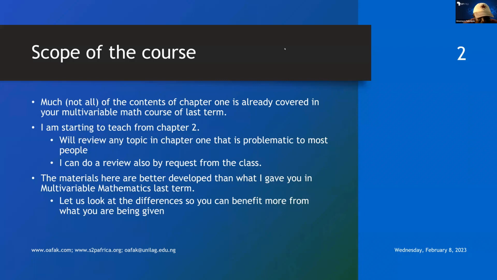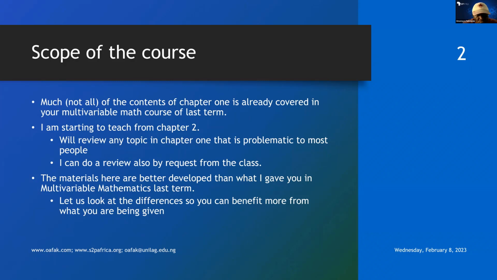So I'm starting to teach from chapter 2 today. As I said, I will review any topic in chapter 1 that is problematic to most people, as presented by the class rep. I can also do a review by request from the class. Even if the topic is not problematic and the class really wants a review, I'm willing to review on just that basis. The materials here are better developed than what I gave you in multivariable calculus last term. I will take a look at some of the differences so that you can benefit more from what you are being given.